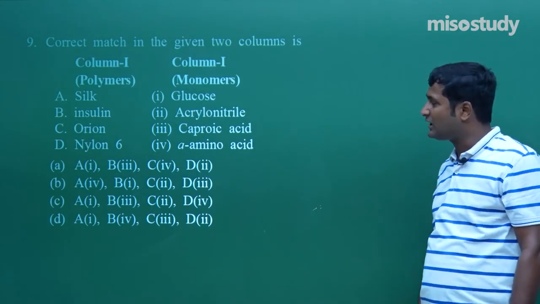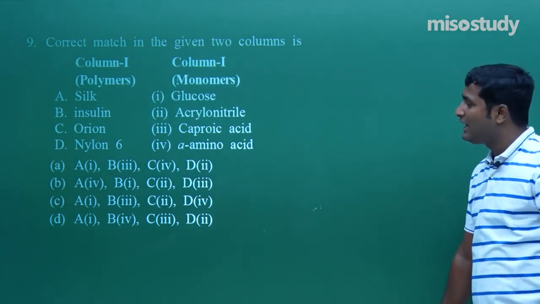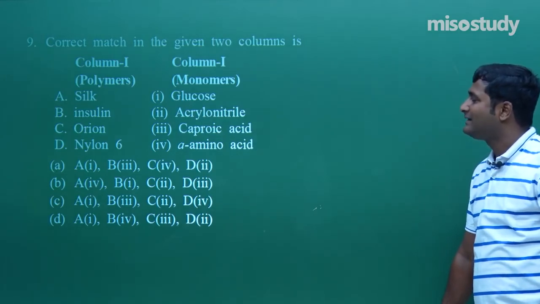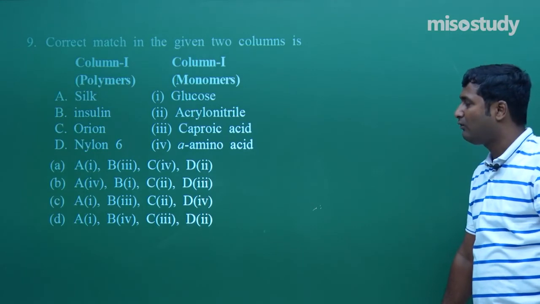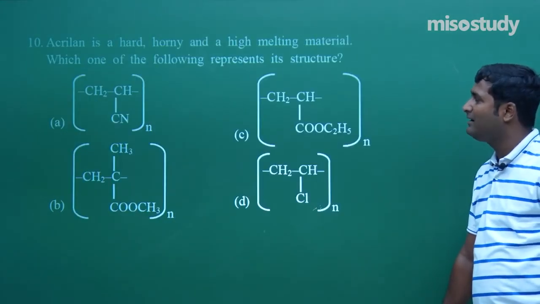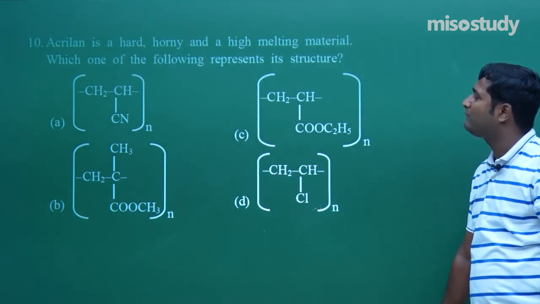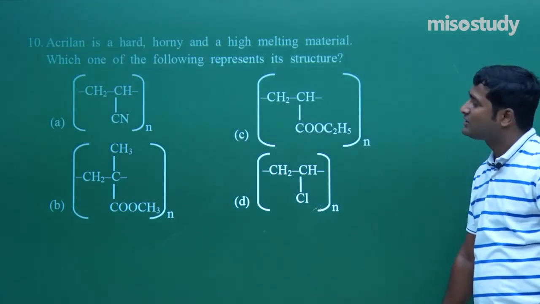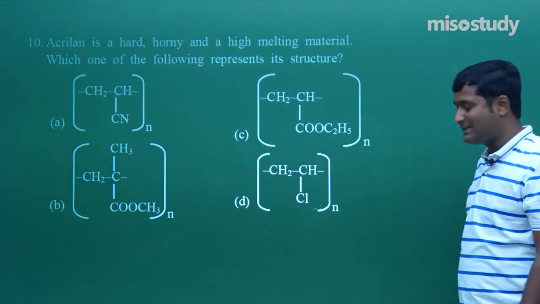Clear? Now let's move to question number 9. What will happen? Check it out. Silk, that is alpha amino acid; insulin, glucose; Orlon, that is acrylonitrile; and nylon 2, nylon 6, that is caproic acid. So for question number 9, B is the correct option. For question number 10, acrylon is a hard, horny, high melting material. Which one of the following represents its structure? So A is the correct option.